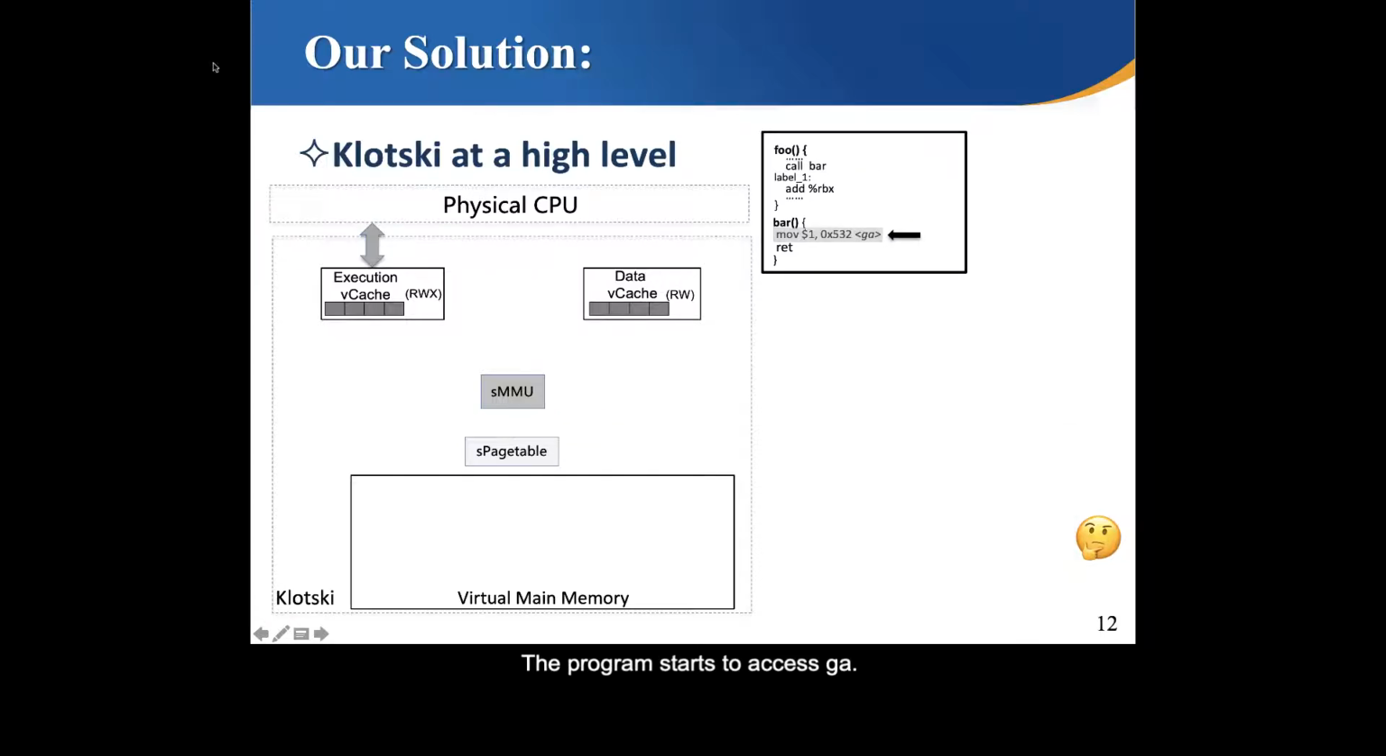The program starts to access ga. Similarly, the CPU transfers the logic address of ga to the SMMU. The SMMU looks up the S-page table but finds the corresponding entry is invalid. That means a vcache miss. The global value does not exist in the data vcache.